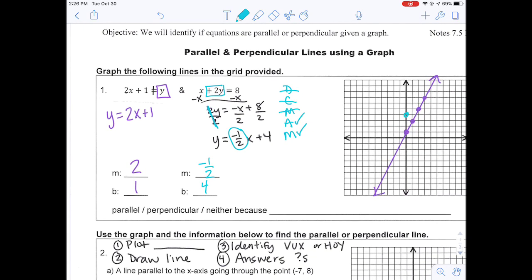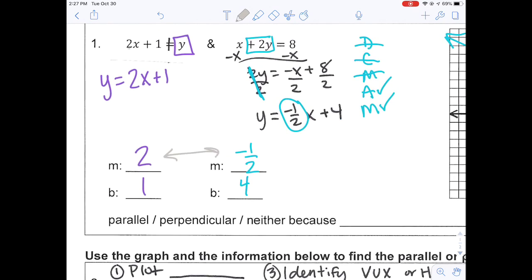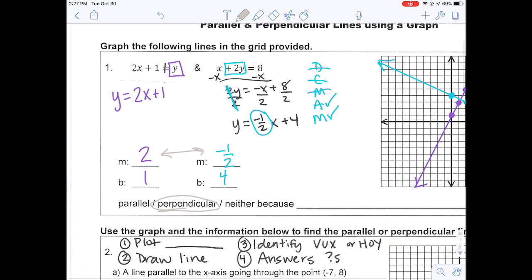So for that function, I start at 4 and I go down 1, right 2, down 1, right 2, down 1, right 2. And I draw my line all the way across the grid. So, from my drawing, these look perpendicular. Let me compare with the slopes. The slopes are complete opposites. So this is going to be perpendicular because my slopes are, you can say, flopposites. That's what I say in my class. Flopposite means two flips and is the opposite sign.